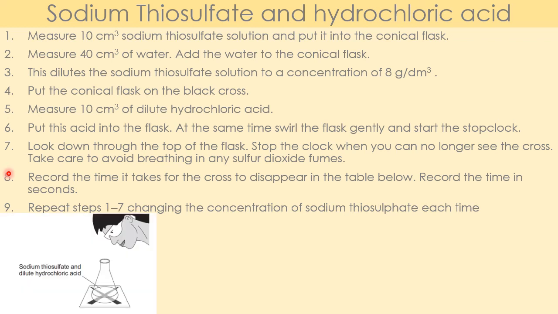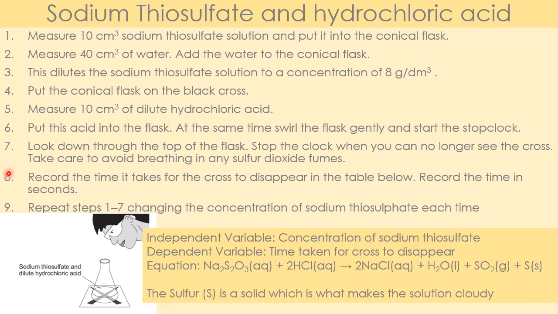Again, we may want to draw a diagram. This is the kind of diagram we'll be seeing. It's the kind of diagram they will use in the exams as well, and say this is the diagram you've got, talk about this practical. If you see this diagram, you know what we're talking about. Now, our independent variable is the concentration of our sodium thiosulfate. It's the one thing that we're changing each time. Our dependent variable is the time taken for the cross to disappear.